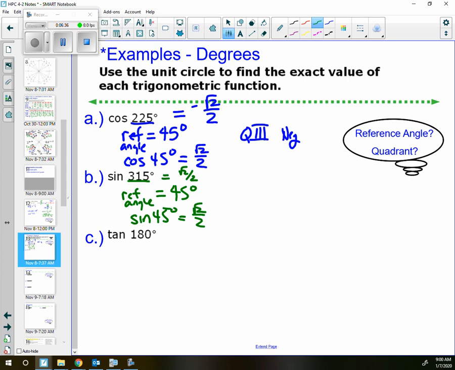But now we have to figure out, is it positive or negative? What quadrant are we in now? So 315 is in quadrant 4, which means if it's sine, it's y, and y is negative in quadrant 4. So this would also be negative square root of 2/2. So there's a lot of these that you're going to see similar answers because we're in the same locations.